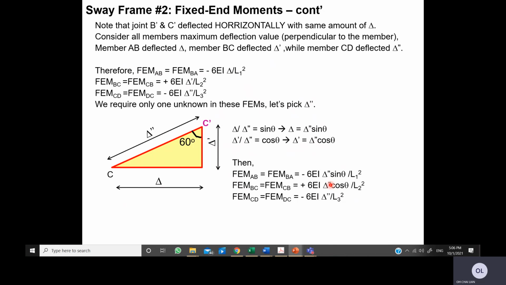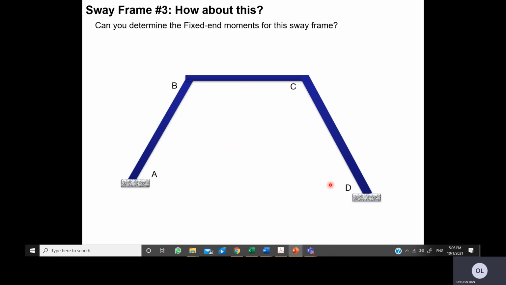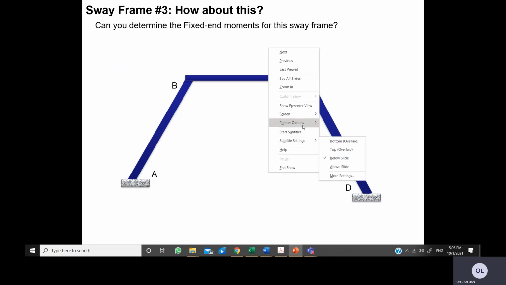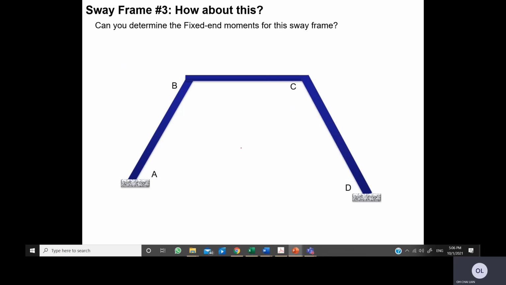Now, how about this? Can you determine this? For today's lesson, please try this. Determine the fixed end moments for this sway frame. Since I did not draw the R prime direction, please take your R prime direction this way.